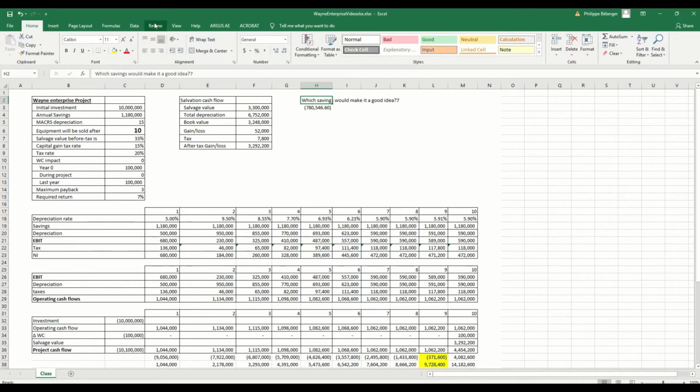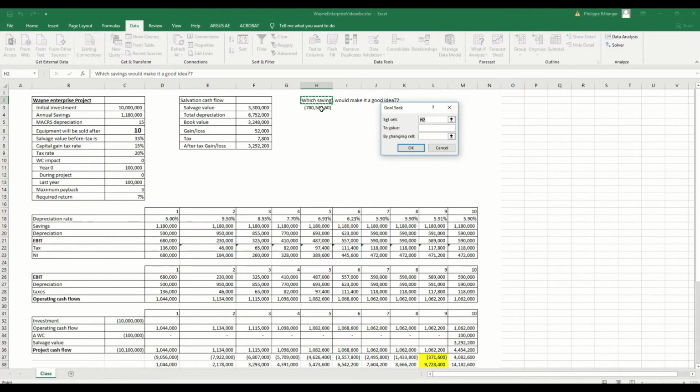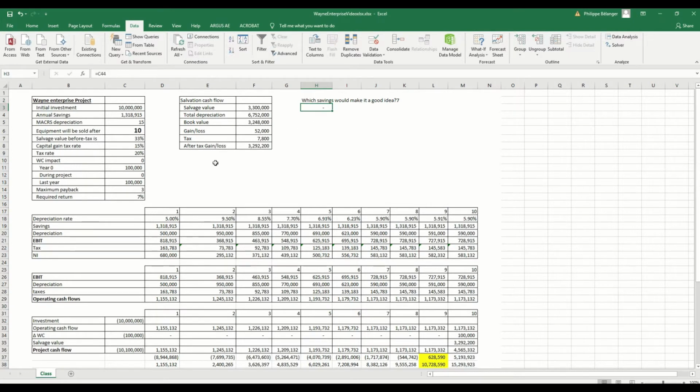So let's go into Data, What-If, Goal Seek. You want to have the NPV equal to 0 by changing, well, the question that I ask is which saving, how much saving? So let's change the savings, and I just let Excel find that I will need 1.3318 million saving per year in order to make this project a good project.